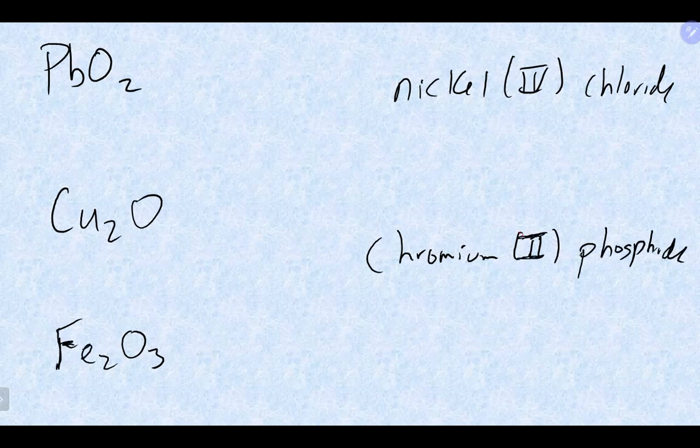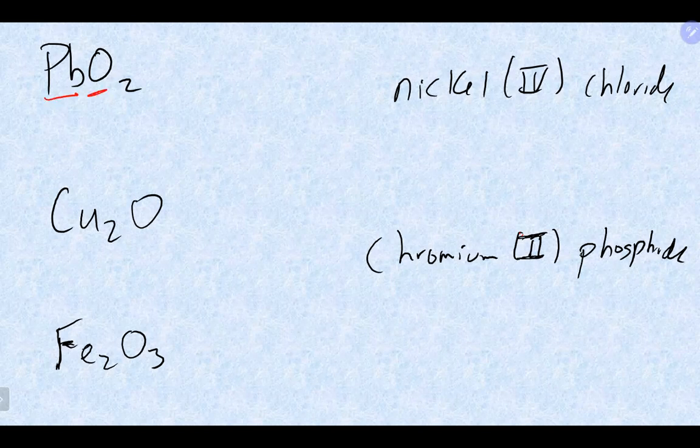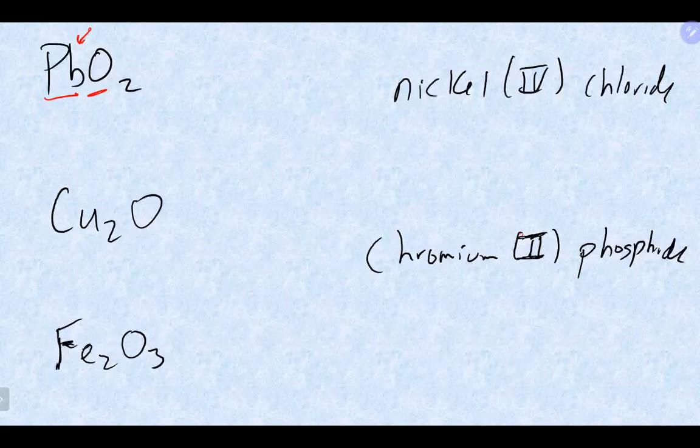Okay, let's take a look at these here. Starting with the first one, we have Pb, which is lead, a metal. We have oxygen, which is a non-metal. So automatically that tells us it is an ionic compound for sure. We want to look at the metal, which is lead, which actually doesn't fall in the transition metal region, but it is just to the right there underneath the staircase.